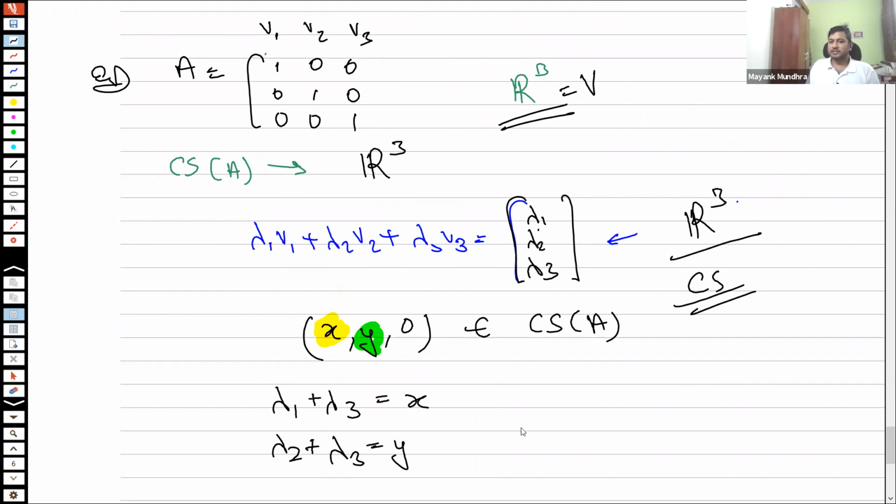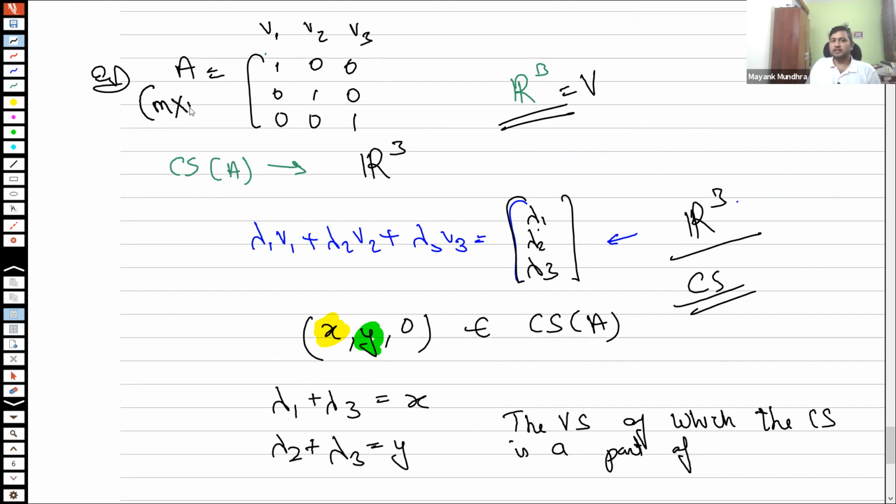the vector space of which the column space is a part, if the matrix A is M cross N, this vector space will always be R to power M. It depends on the number of rows. So I can take a fourth vector here, 1 0 1, and maybe even a fifth vector 1 1 0.